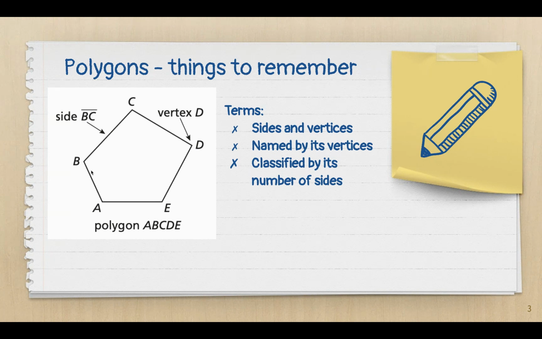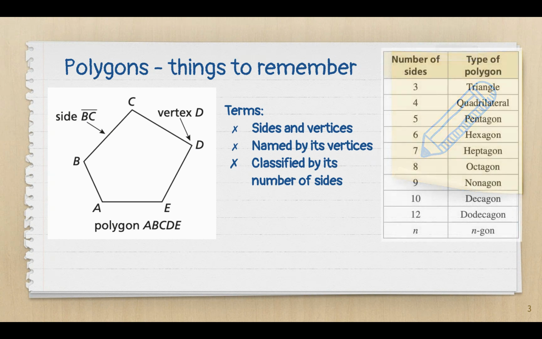Now, what you cannot do is skip vertices when you're naming it. You could not call this polygon ACEBD. No, you can't do that. You have to go consecutively. Finally, we classify polygons by the number of sides.